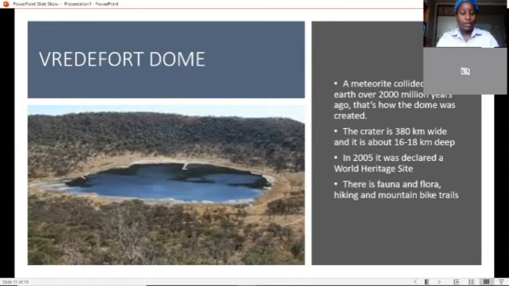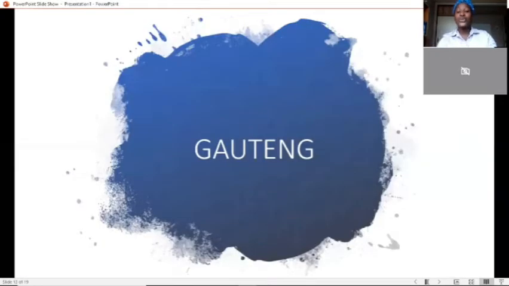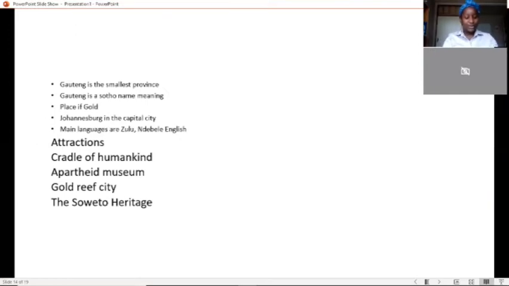Okay. And then we get to Gauteng, the city of gold, right? Gauteng is the smallest province, but it has the biggest population. Everyone is in Gauteng. Gauteng is a Sotho name meaning the place of gold, and Johannesburg is the capital city of Gauteng. The main languages found in Gauteng are Zulu, Ndebele, and English, right? Yes, there are other languages, but those are the three.